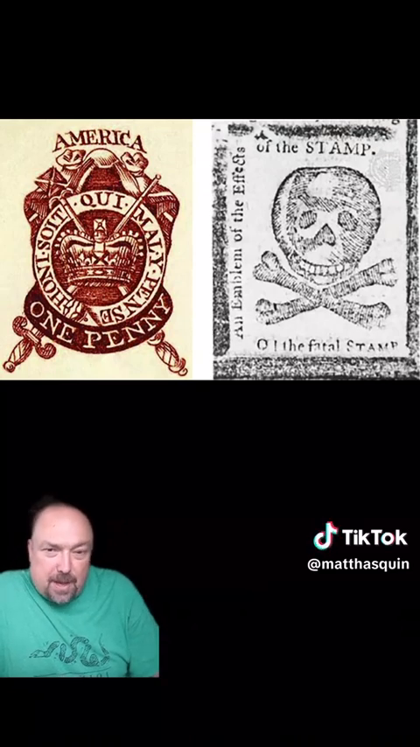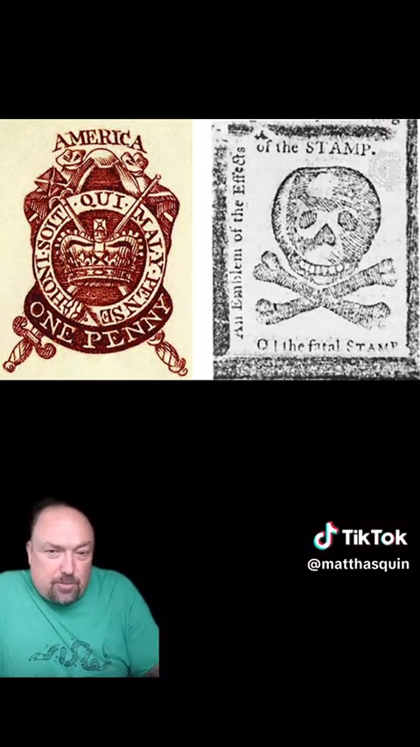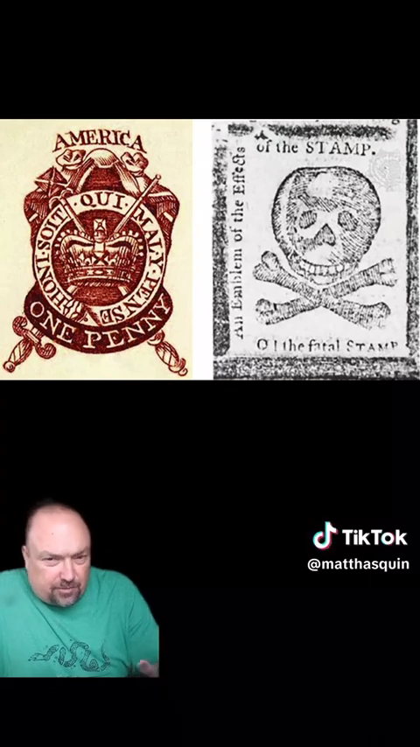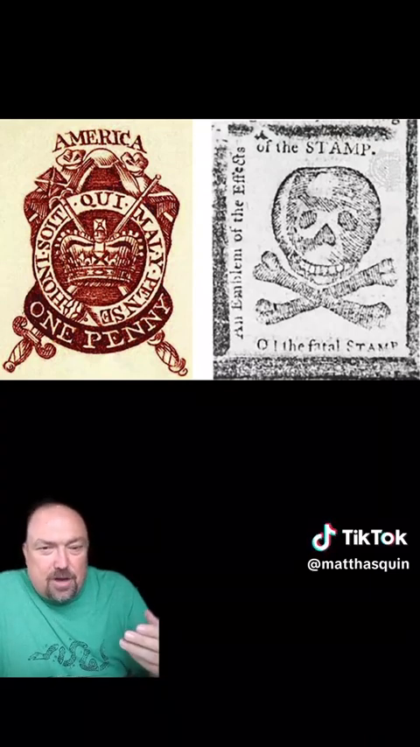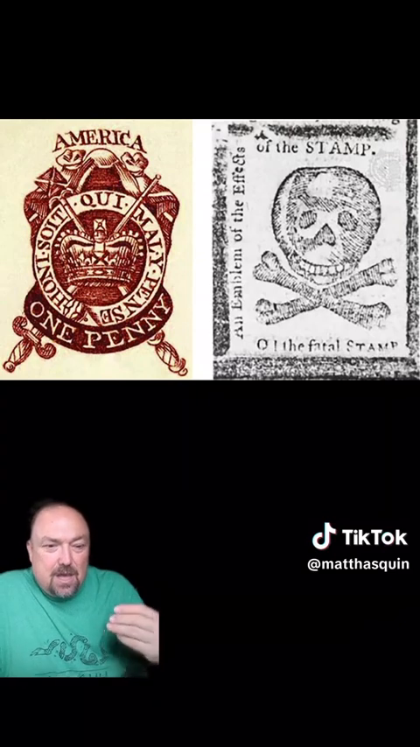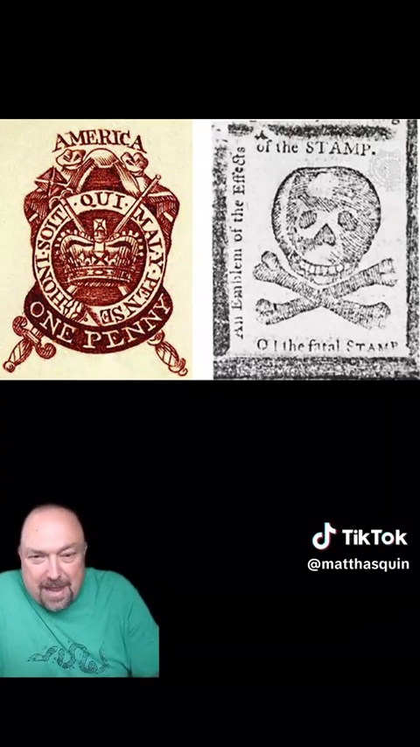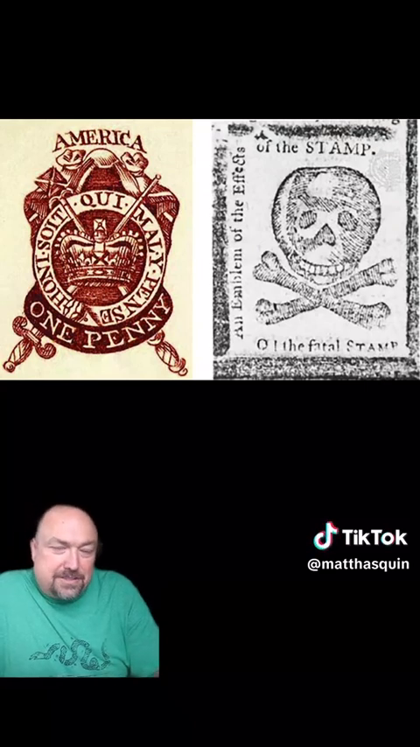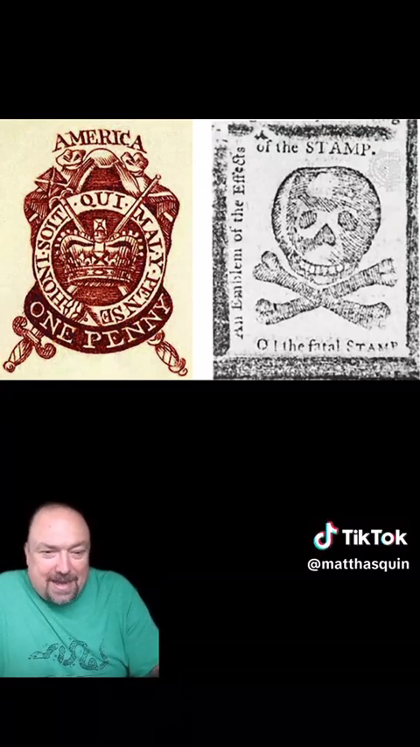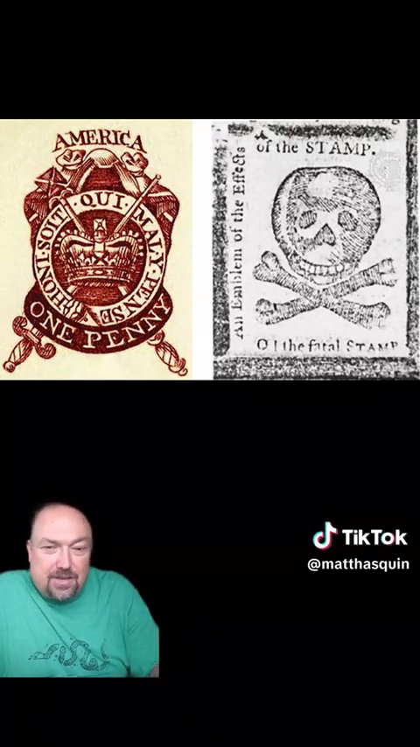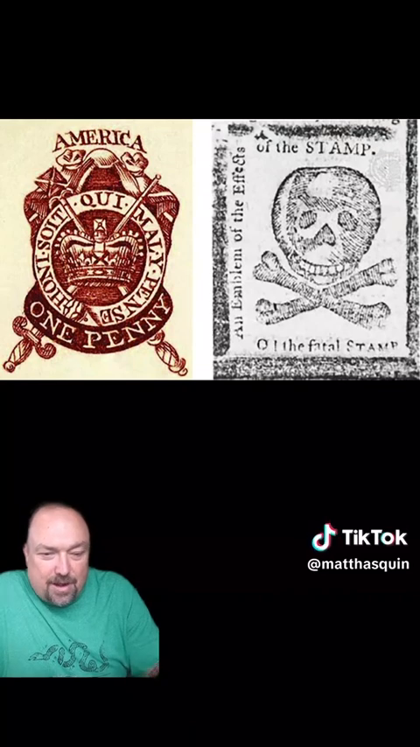So what was the response? Well, the widespread protests, the economic boycotts, and pressure from British merchants, this is starting to hurt British trade. So in March 1766, Parliament repeals the Stamp Act, but it passes the Declaratory Act, asserting its authority to legislate for the colonies in all cases whatsoever.